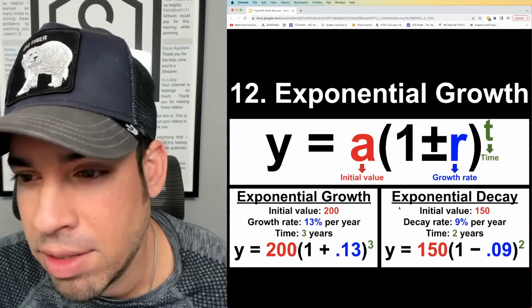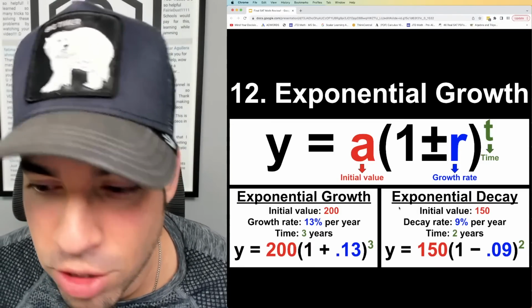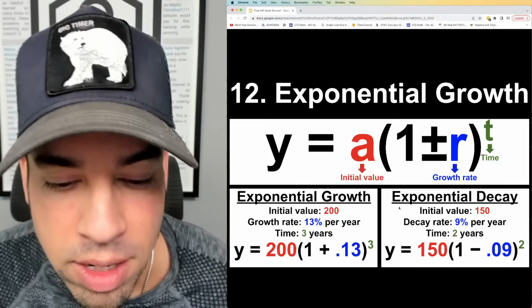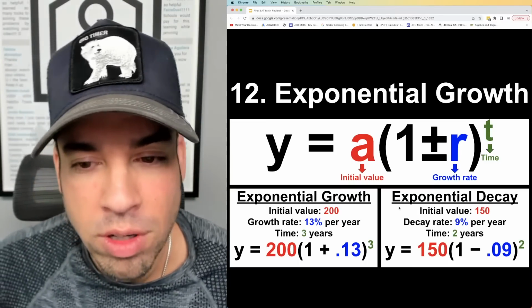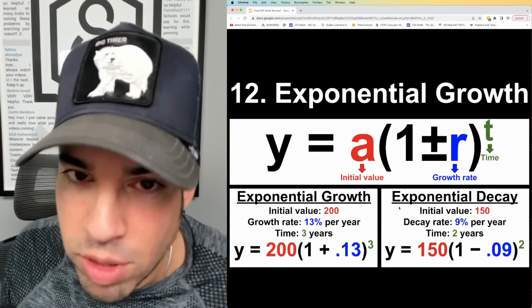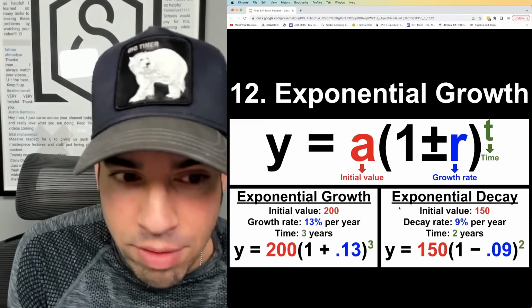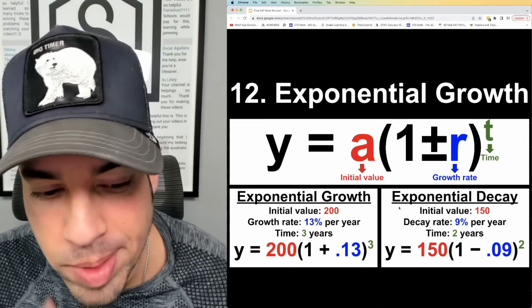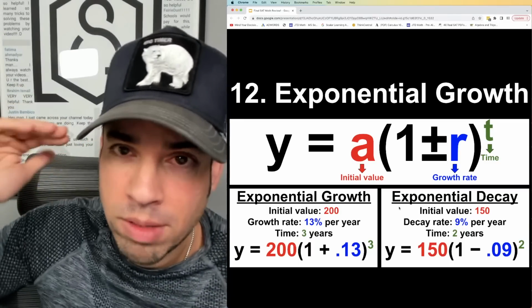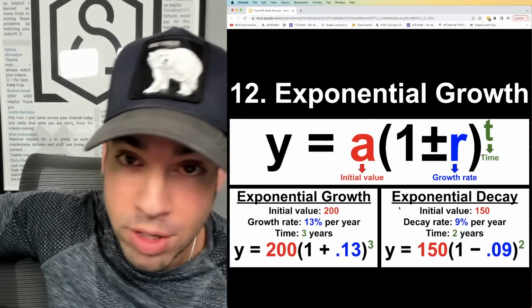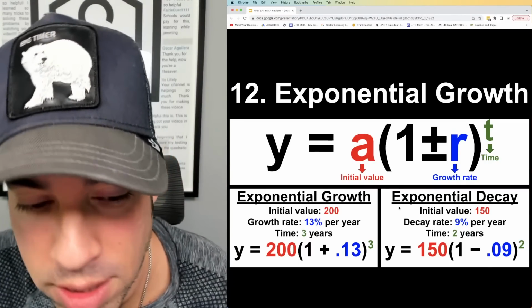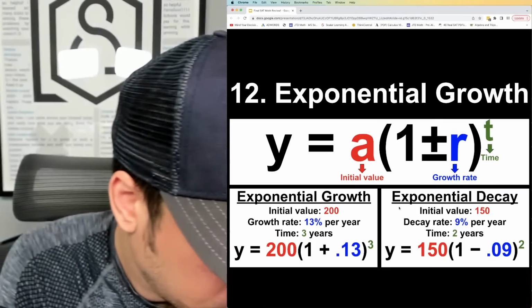And the key differentiator between exponential decay and linear decline is that exponential decay is decreasing, but the amount you're decreasing by is changing. It's actually lessening every year. Just like with exponential growth, the amount you're increasing by is changing, but it's growing every year, right? Versus linear is just a consistent amount.